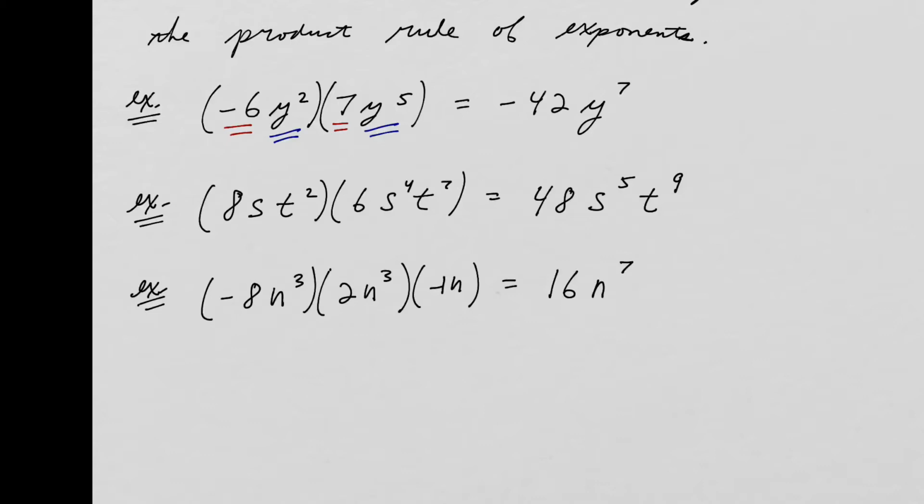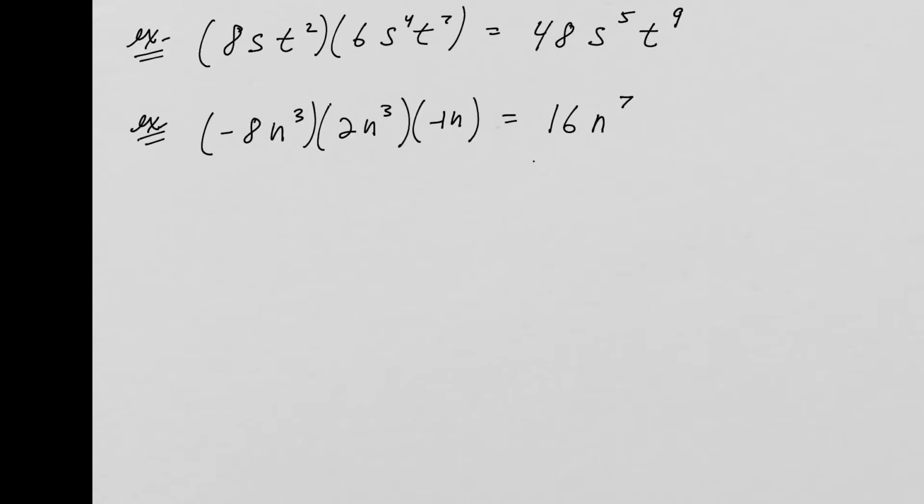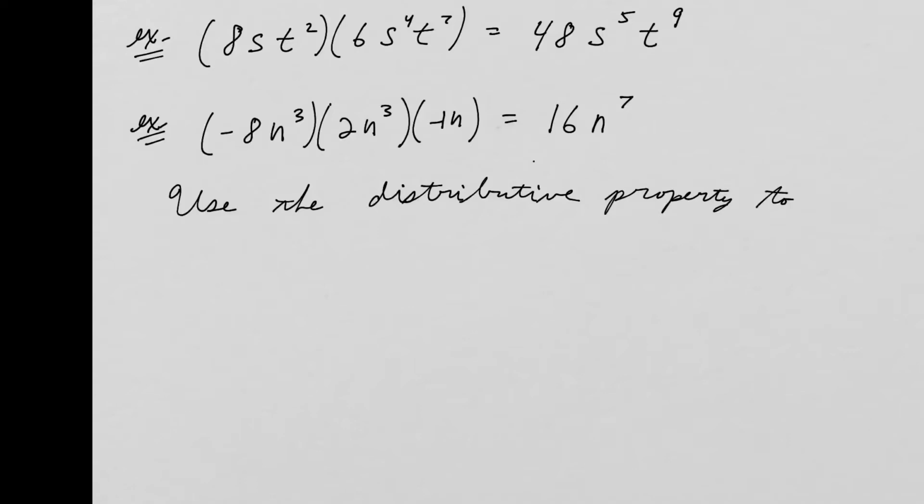Okay, what if I want to multiply a monomial, right, so a single term, by a polynomial, which can contain in general more than one term? So basically what you do is you just distribute in that monomial. So I'll say use the distributive property to multiply a monomial by a polynomial.